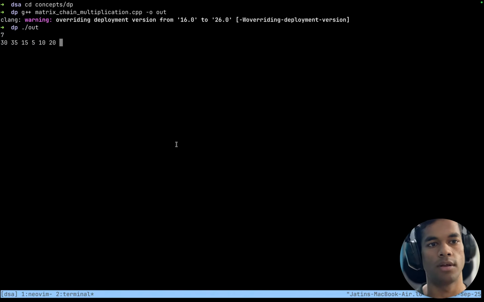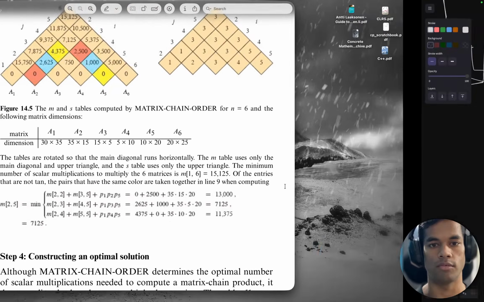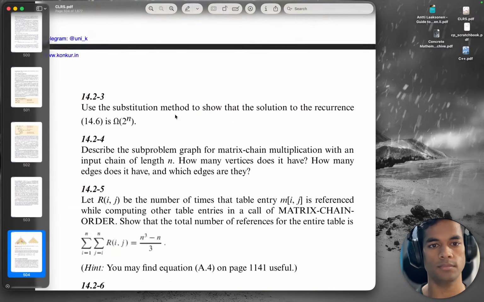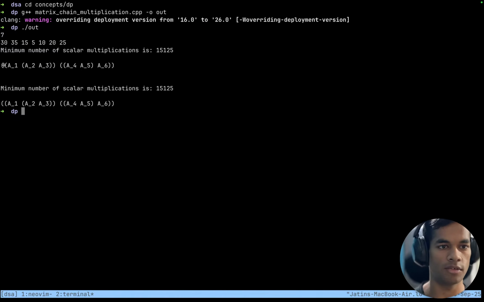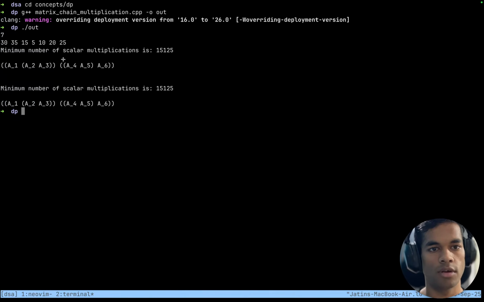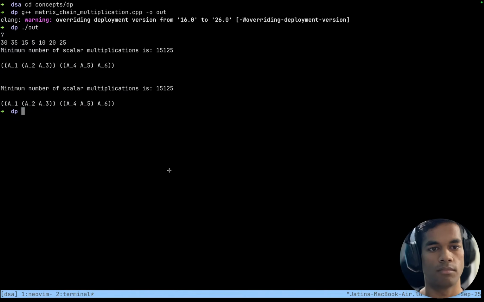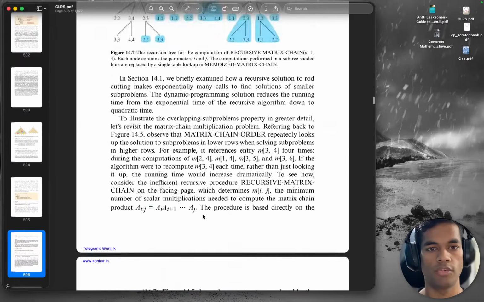5, 10, 20, 25. And the answer is 15, 1 to 5, which is the correct answer. And we also have the solution which led us to that. This is the solution, and this is the optimal value given by this solution. Here we are getting 2 solutions because the first one uses iteration and the second one uses recursion. So we implemented both the solutions using recursion and iteration.